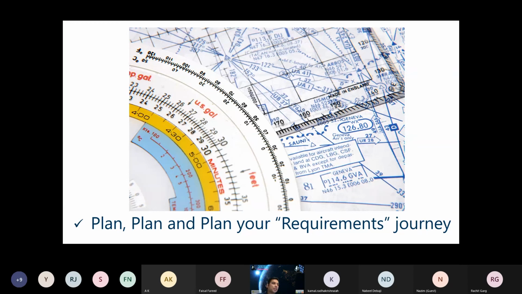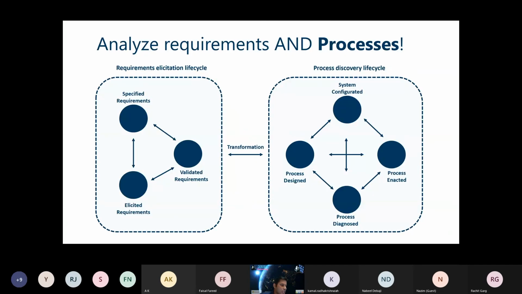Verification of those requirements, process discovery, process mapping, literally you have to plan each and everything beforehand. And it will be worth it if you do the analysis phases in a planned way. And in my personal view and experience, you cannot over prepare for the analysis phase in general and requirements gathering in particular.